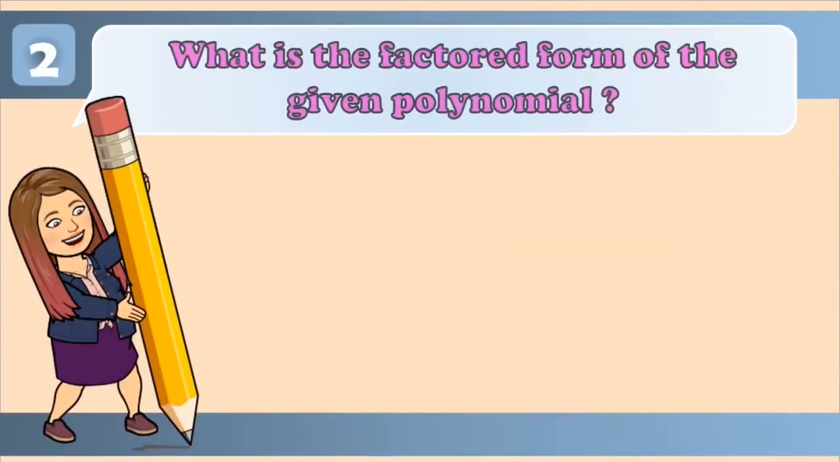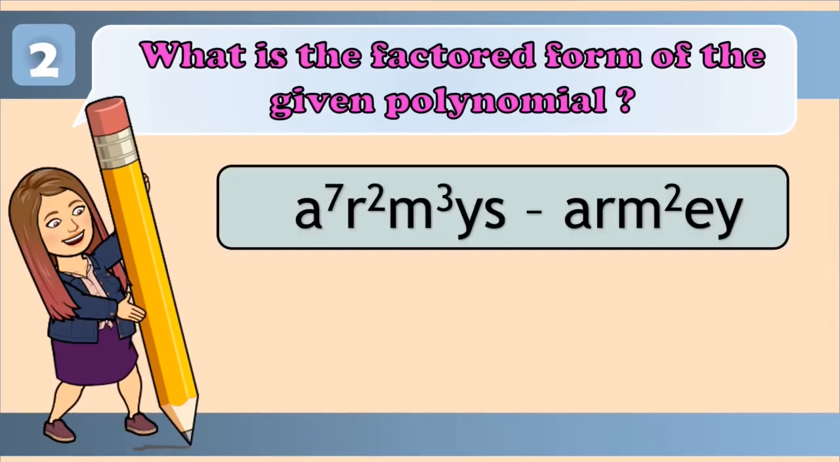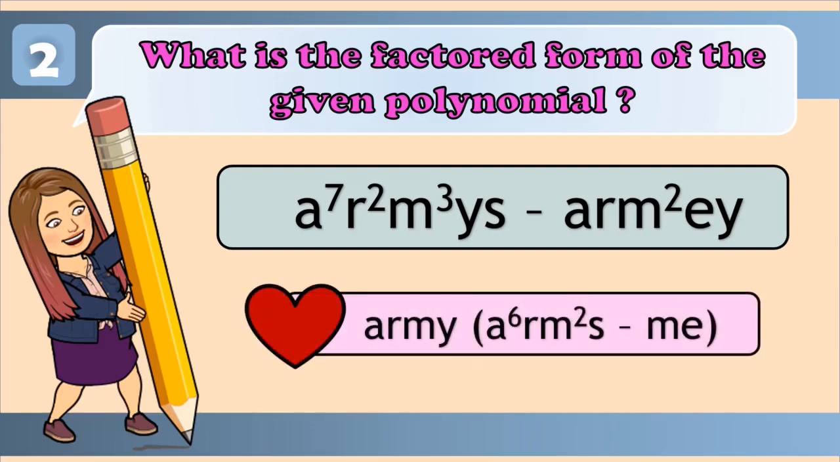Another one. What is the factored form of the given polynomial? A to the power of 7 r squared m cubed ys minus 8rm squared ey. There are no choices. Try it on your own. Pause. Do you have the answer now? Yes. The answer is ARMY times the quantity of a to the power of 6 RM squared S minus ME.